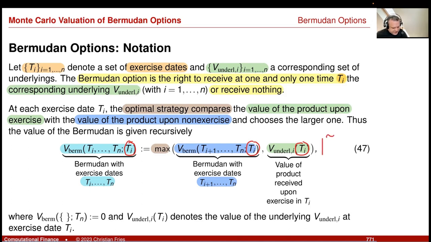So this decision here is, you would say, FTI measurable, or the quantities are FTI measurable. And this thing here is the value of the Bermudan option for the future part of future exercise states evaluated at the earlier time. So this is evaluated in TI, but it's also the Bermudan option that additionally has this exercise date, TI. So this is the step applying the optimal exercise.